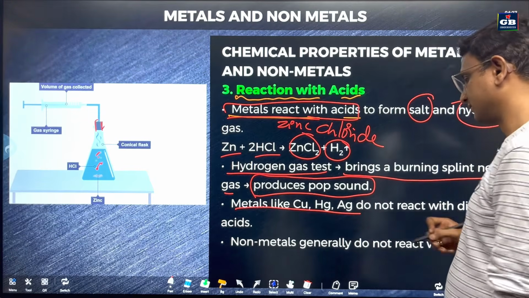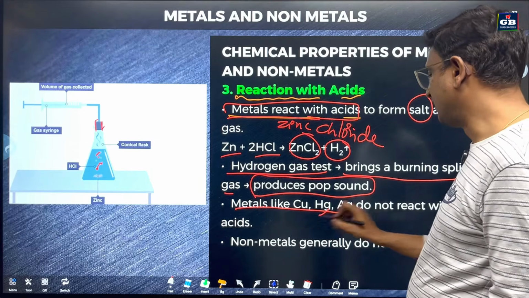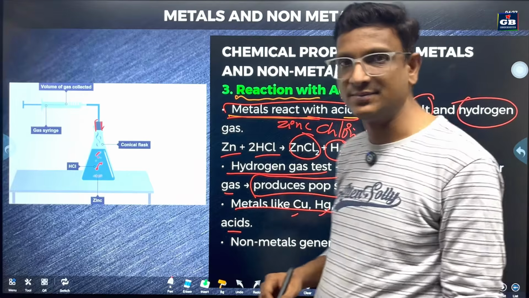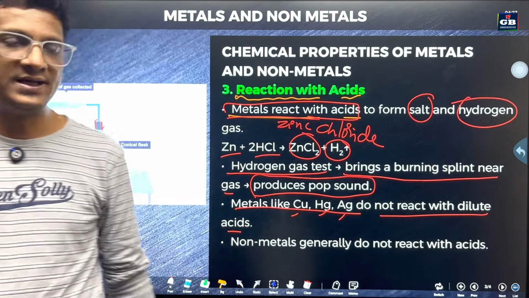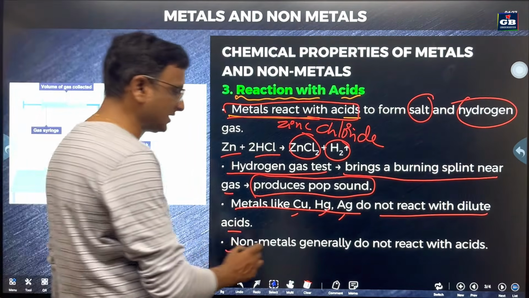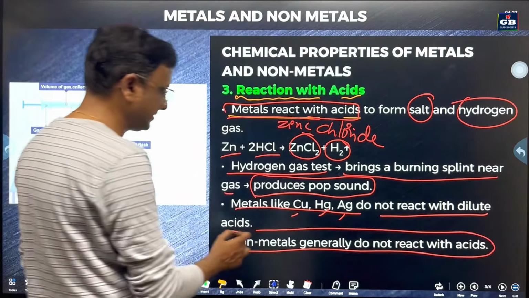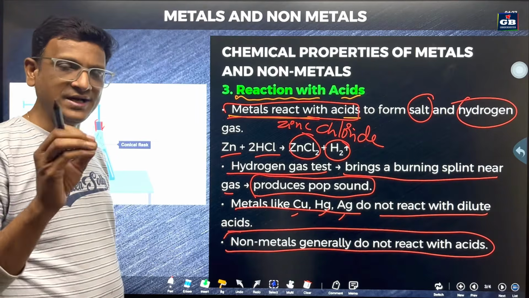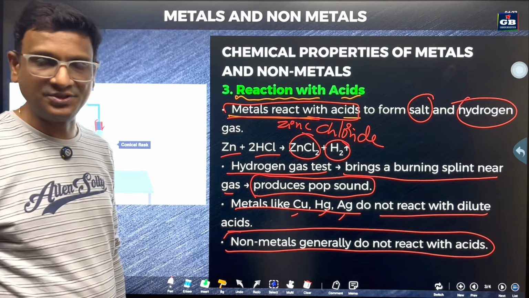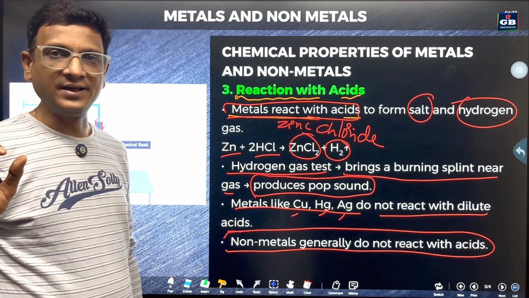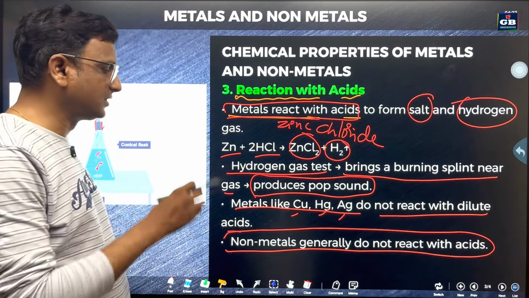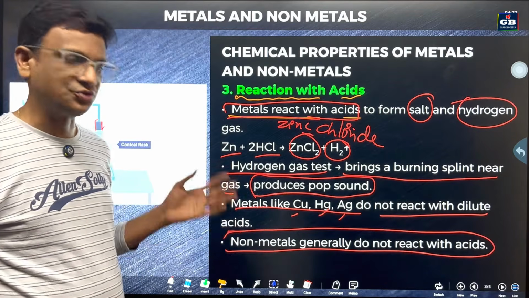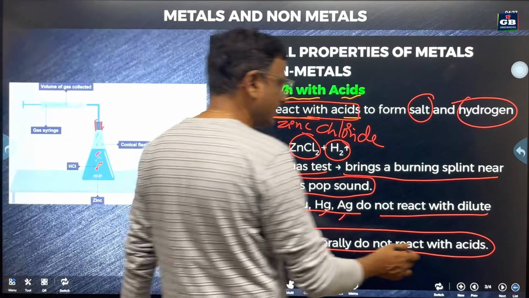Metals like copper, mercury and silver do not react with dilute acids. Non-metals generally do not react with acids. Children, wherever you find "generally", of course there may be some exceptions in one or two cases. So that is why they use words like generally, usually, which means mostly. Non-metals generally do not react with acids.